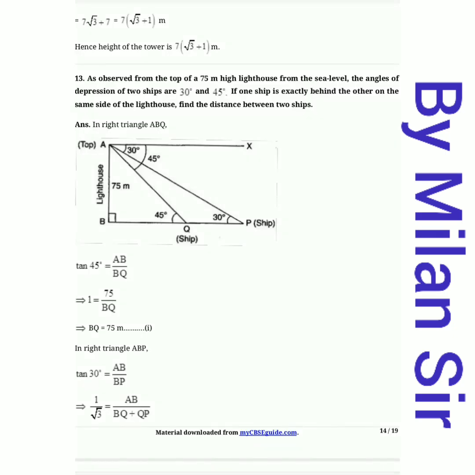Question number 13. As observed from the top of a 75 meter high lighthouse from the sea level, the angles of depression of the two ships are 30 degree and 45 degree. If one ship is exactly behind the other on the same side of the lighthouse, find the distance between the two ships.